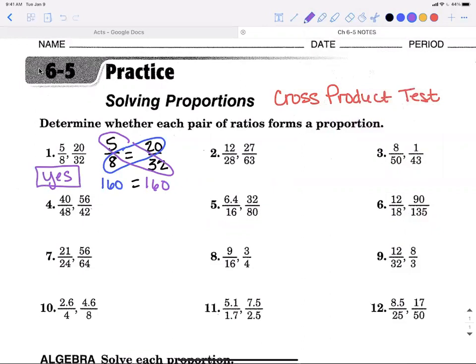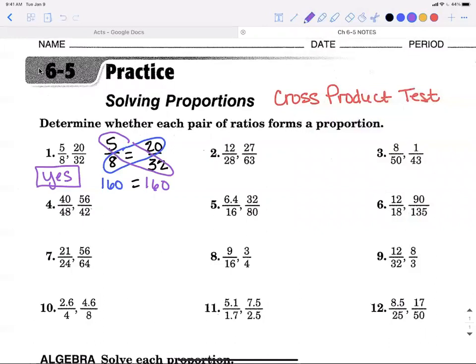Determine whether or not each pair of ratios forms a proportion. If when you cross multiply, you get something equals something, the answer is yes. Now, again, remember, the cross multiplication is the work to get the answer, but the answer in this top section is either yes or no. Yes, it's proportional, or no, it's not.